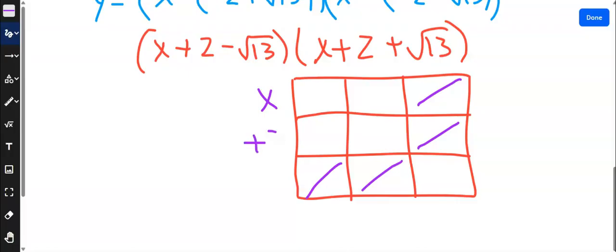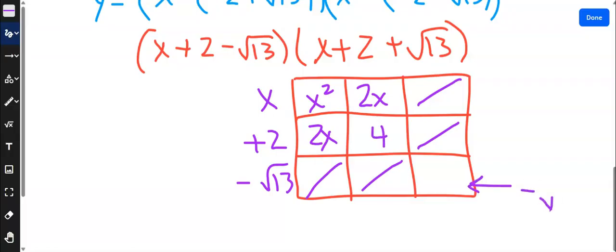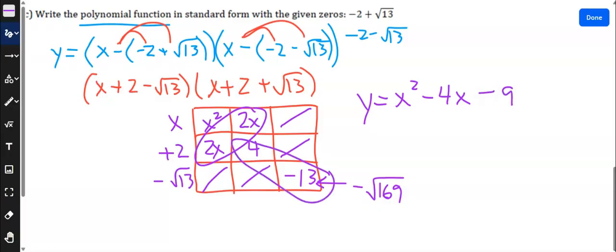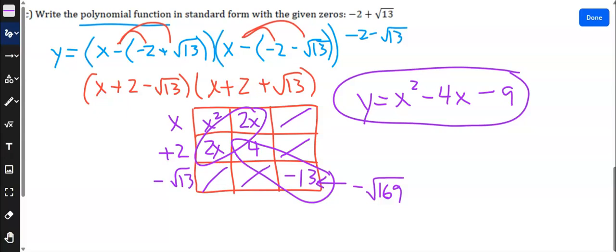So I got x plus 2 minus square root 13. So x squared, 2x, positive 4, and then down here, negative square root 169, which is also known as negative 13. So now I know my final answer. Y equals x squared minus 4x. That 4x came from these two. And then 4 minus 13 is a negative 9. There's my final answer.